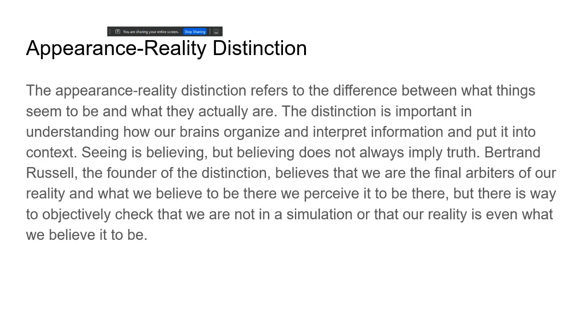He believed that we are the final arbiters of our reality, and what we believe to be there, we perceive it to be there. And there's no way to objectively check that we're not in a simulation. He doesn't say that specifically, but essentially, if reality is not what we believe it to be, then there's nothing we can do about it. There's nothing we can check for. We just have to believe that it is there or believe that it is not, and it is something you cannot objectively prove or disprove.